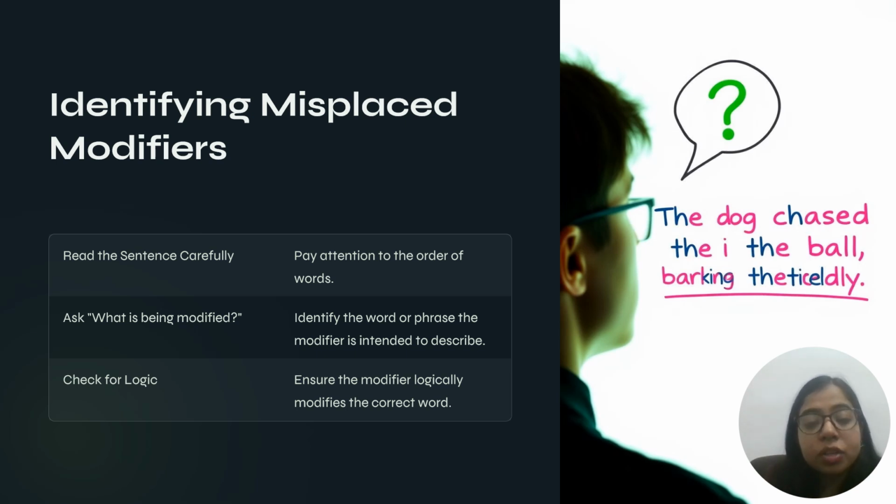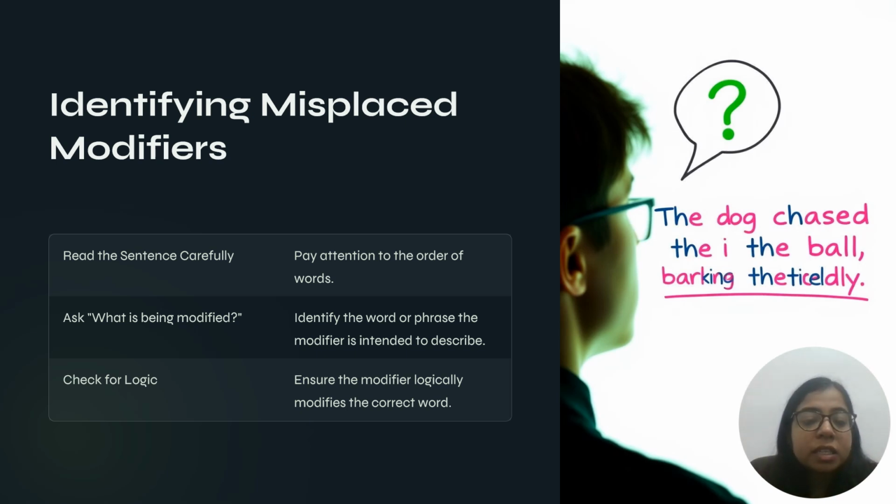Next is ask yourself what is being modified. Now, which word is being modified? There is a sentence in the picture. The dog chased the ball, barking happily. Is the ball barking? Can the ball bark? No. The barking should be around the dog which is chasing. It is giving more information about the dog. It is modifying the dog, not the ball. So the dog barking happily chased the ball.